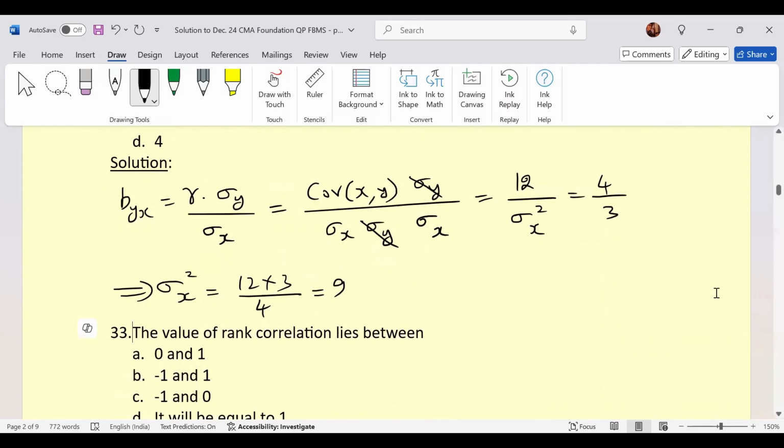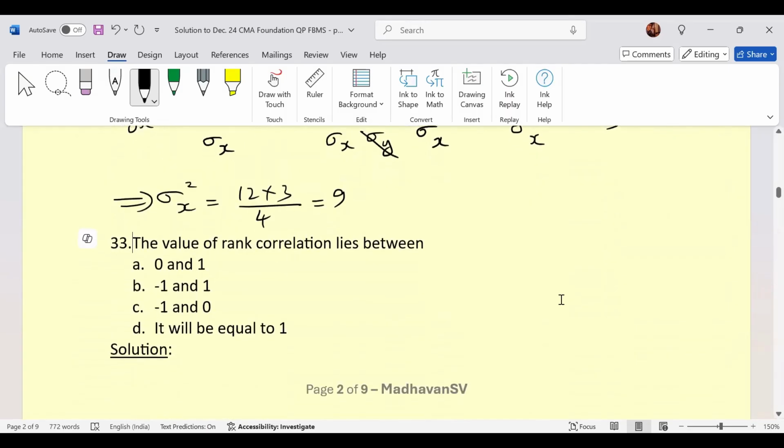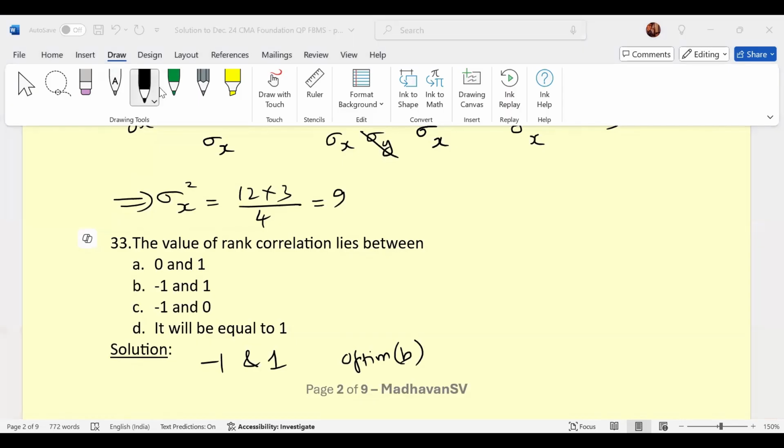The value of rank correlation lies between minus 1 and 1. That means our option B. That is the right option. Let us do the other problems in our next video.